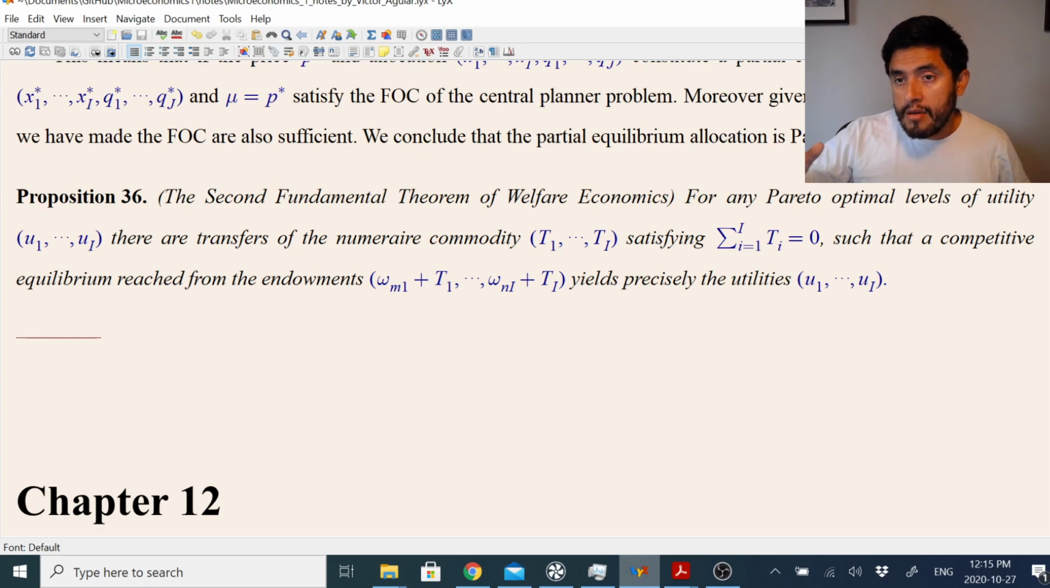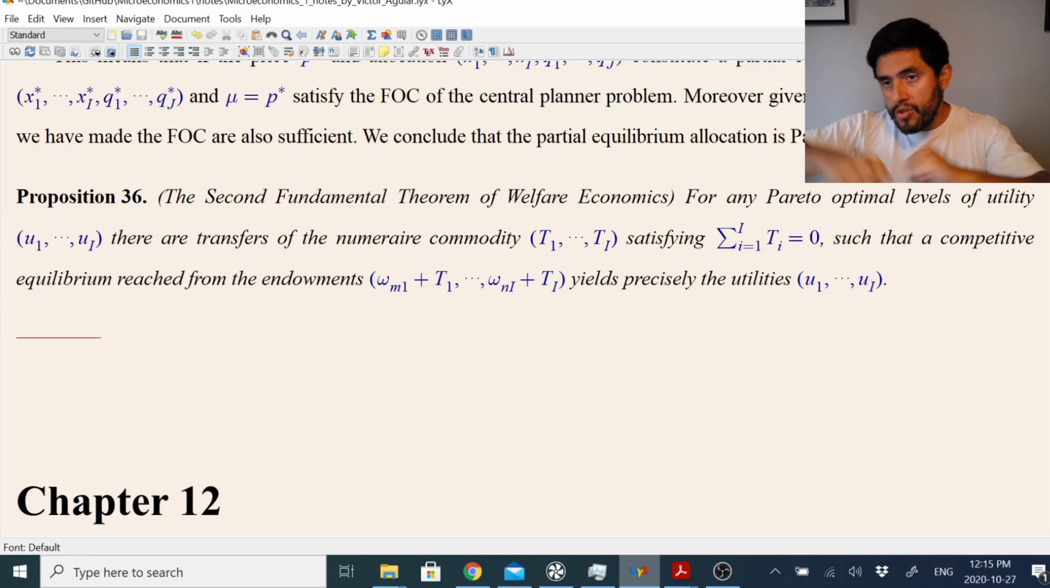Because you can change endowments exogenously. If you are a government, you can take over all the endowment and then redistribute it. You can actually change the distribution at will here, okay?